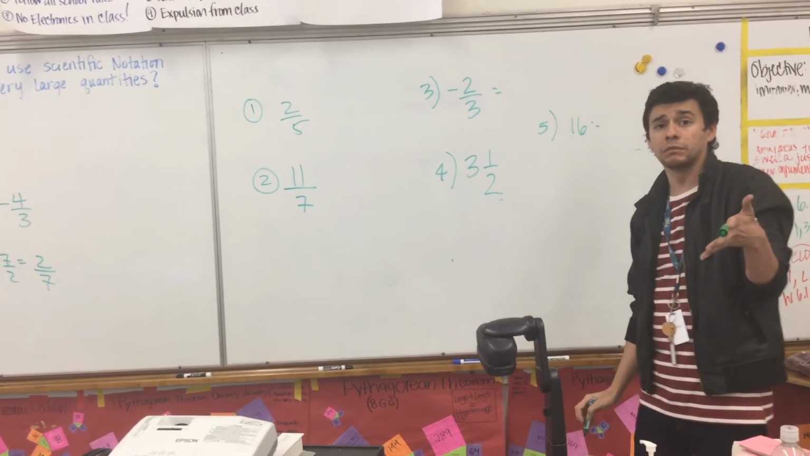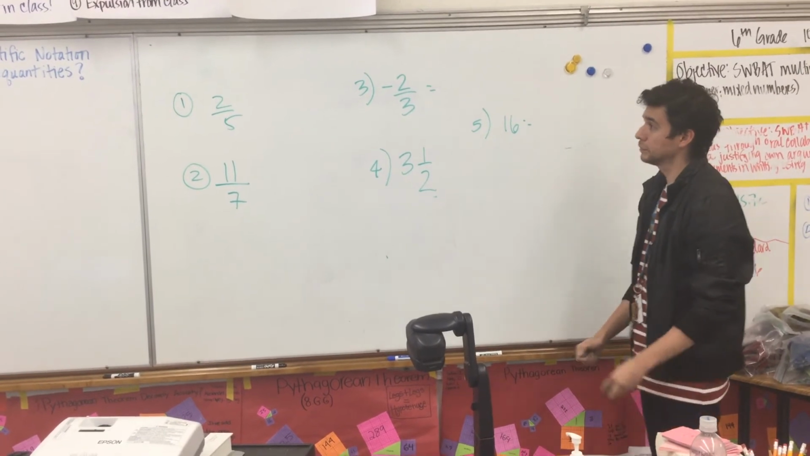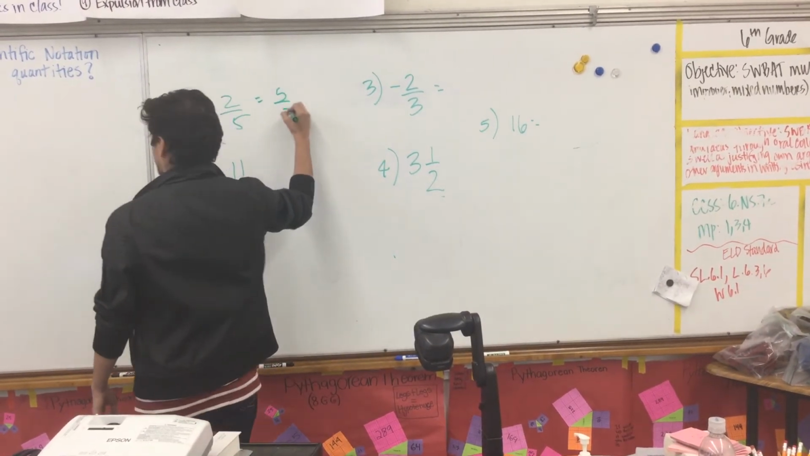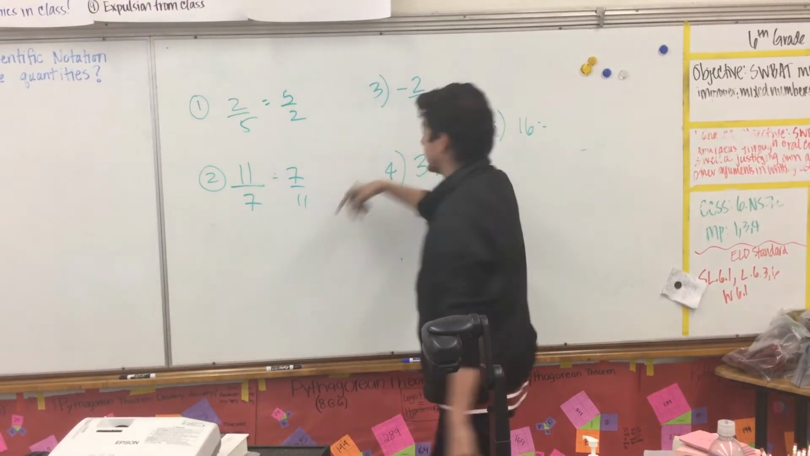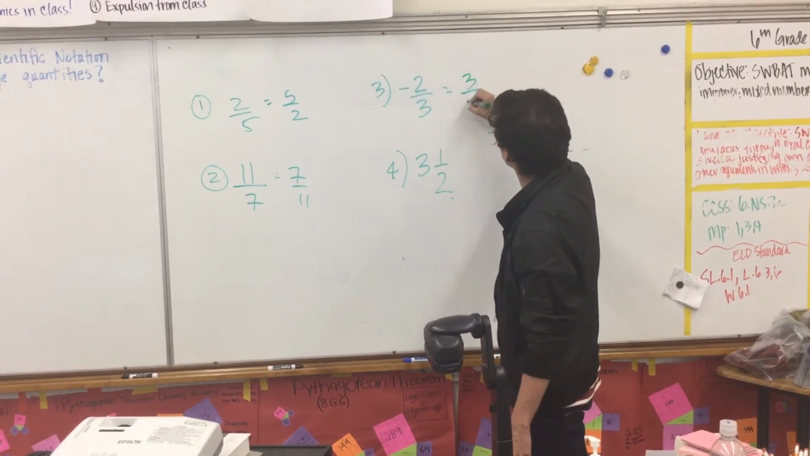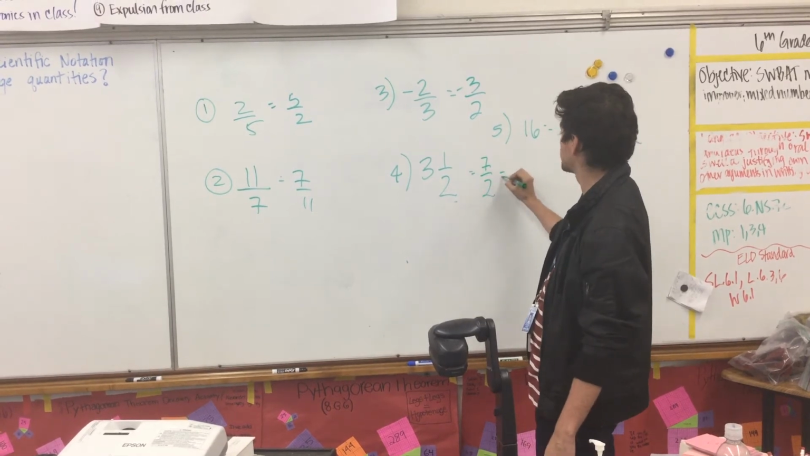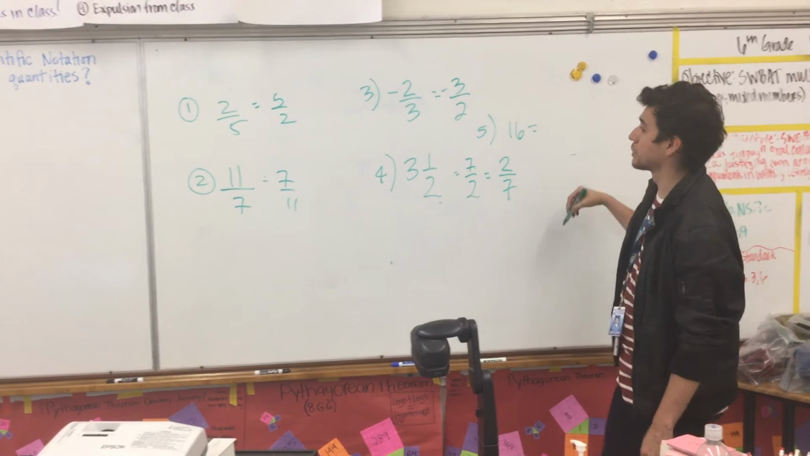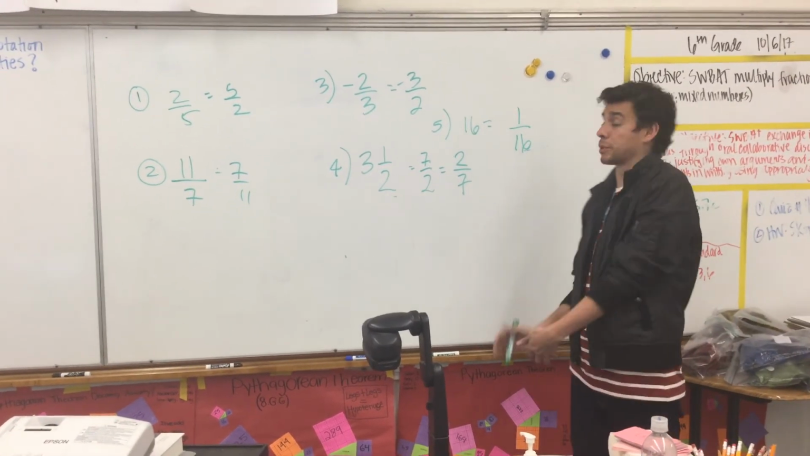Again, pause the video, solve the problems by yourself, and see how you do. So the answers to these questions are 5 over 2, 7 over 11, get it, 7, 11, 3 over 2, don't forget the negative. This one came out to be 7 over 2, which then the reciprocal will be 2 over 7, and the answer for this one is going to be 1 over 16. And that is reciprocal, okay?